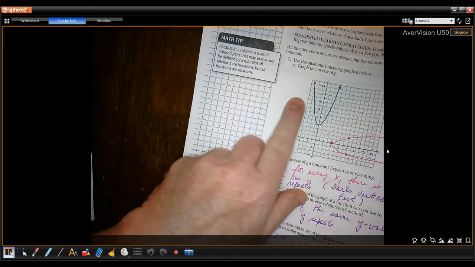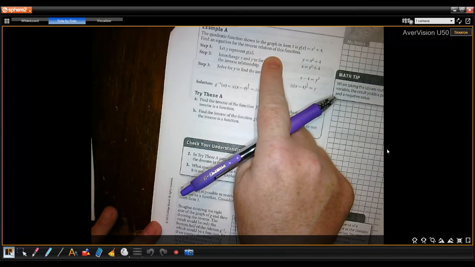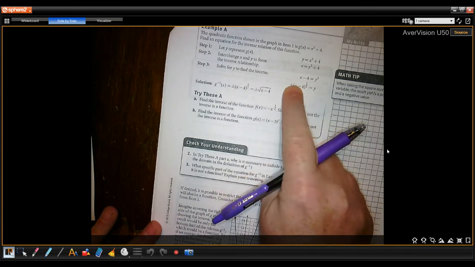It says, let y represent g of x. Okay, see, it says the quadratic function shown in the graph in item 1 is x squared plus 4, because it went up 4, didn't go left to right, stretch or compress. So this is the question, x squared plus 4. And then it says find the inverse. So you can tell they switched x to y, they solved for y.